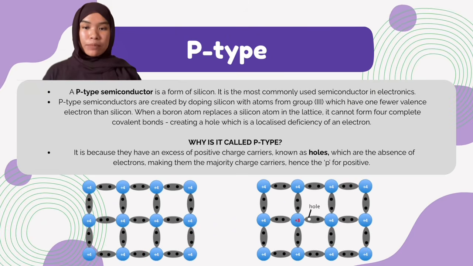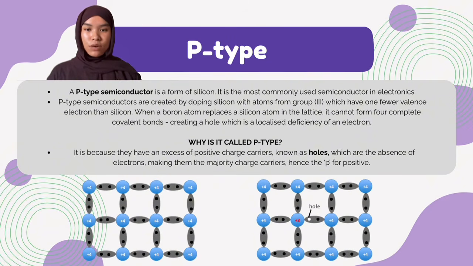Next, I will explain the p-type semiconductor. A p-type semiconductor is a form of silicon and is one of the most commonly used materials in electronic devices. It is formed by doping pure silicon with group 3 elements such as boron, which have one fewer valence electron than silicon. When a boron atom replaces a silicon atom in the crystal lattice, it is unable to form 4 complete covalent bonds. As a result, a hole is created. This hole represents a localized deficiency of an electron and can move through the lattice as nearby electrons fill it.